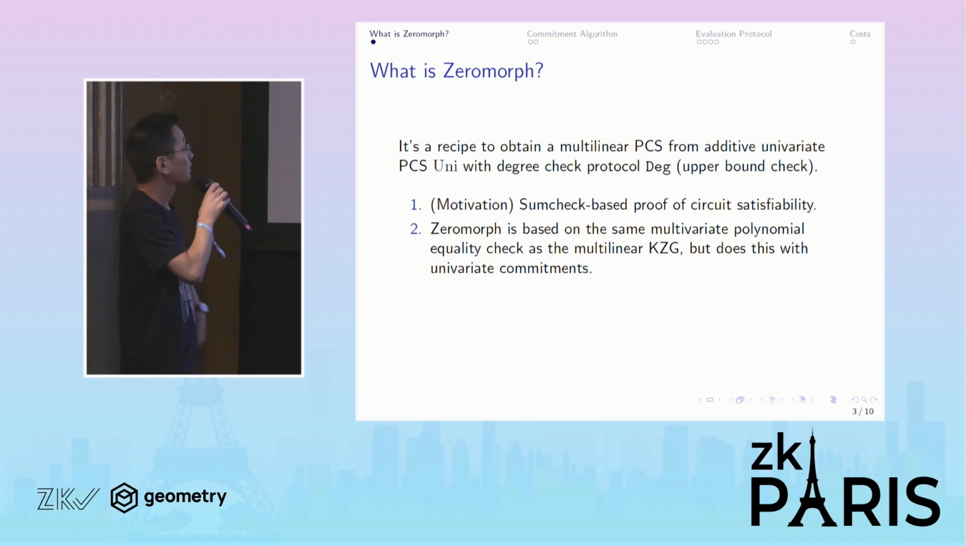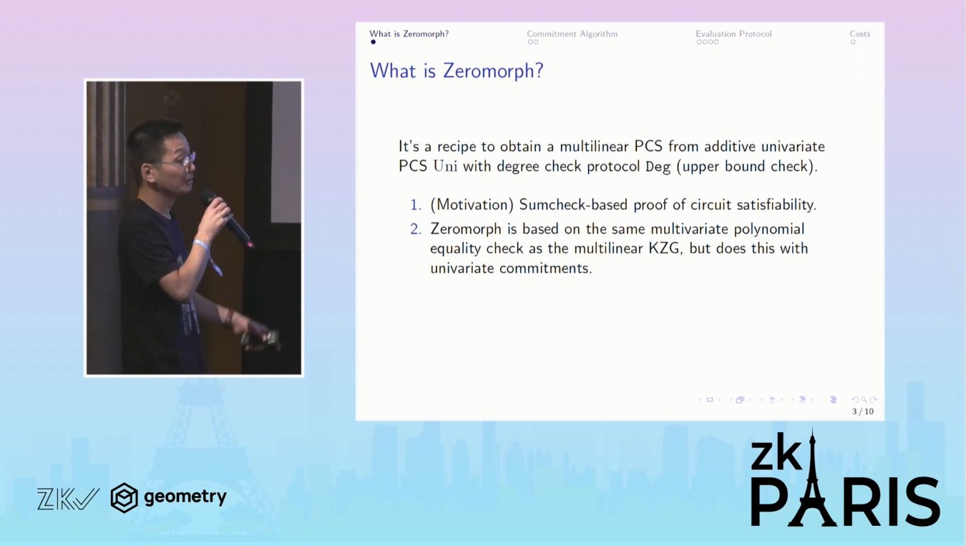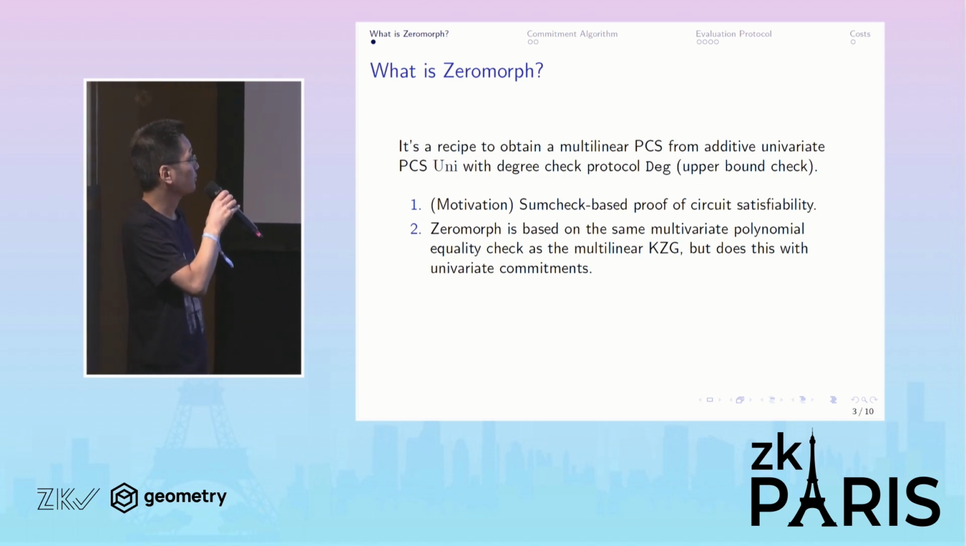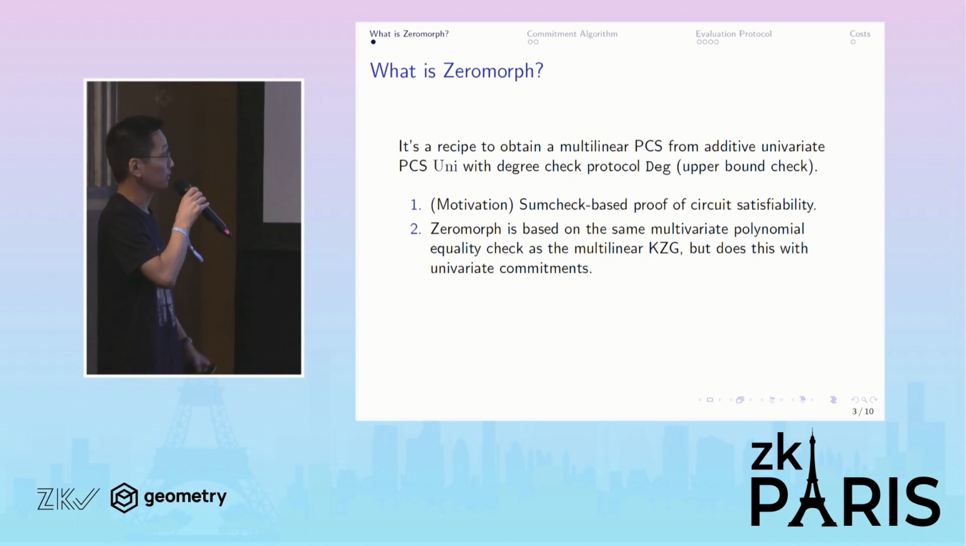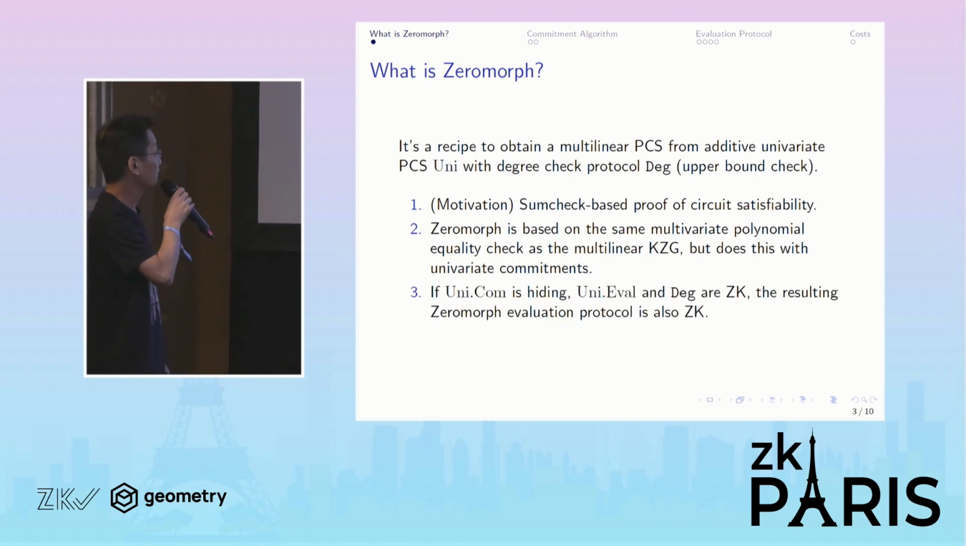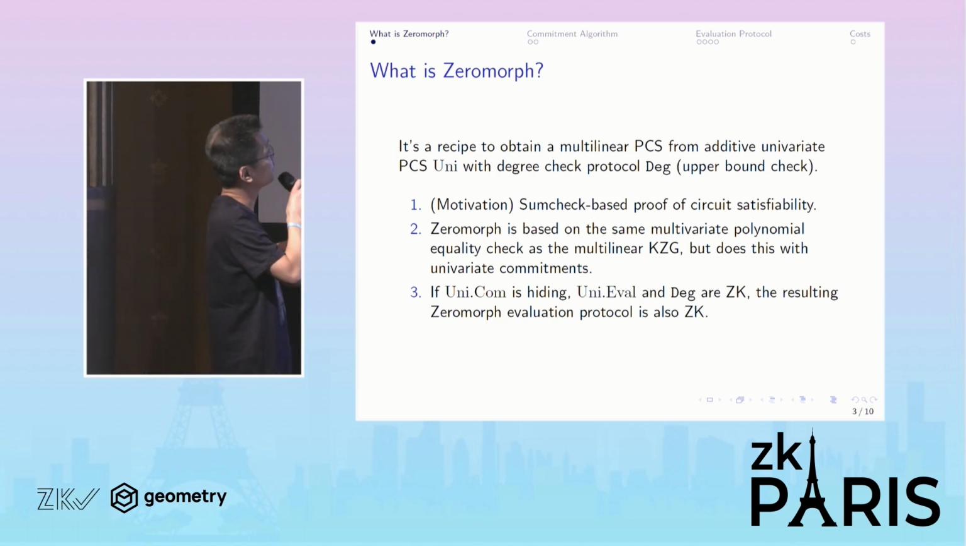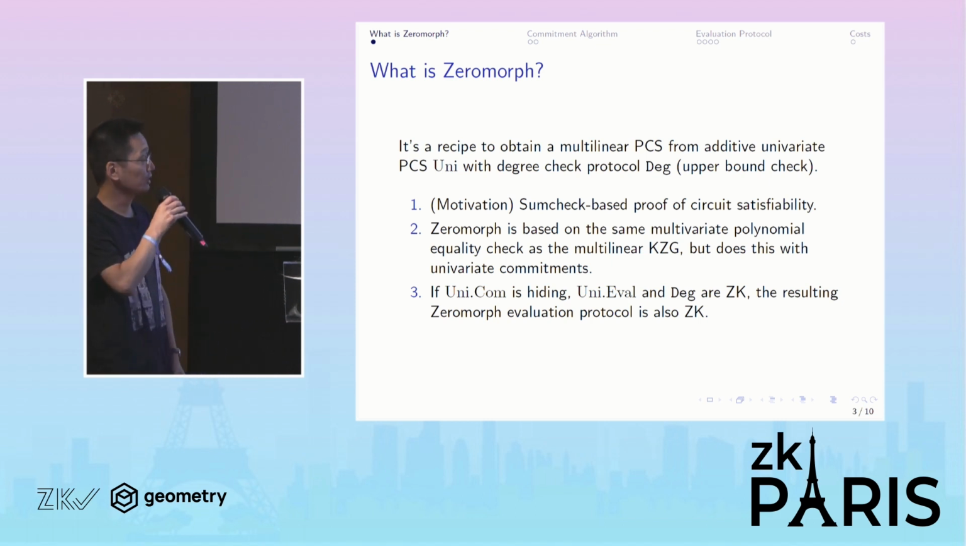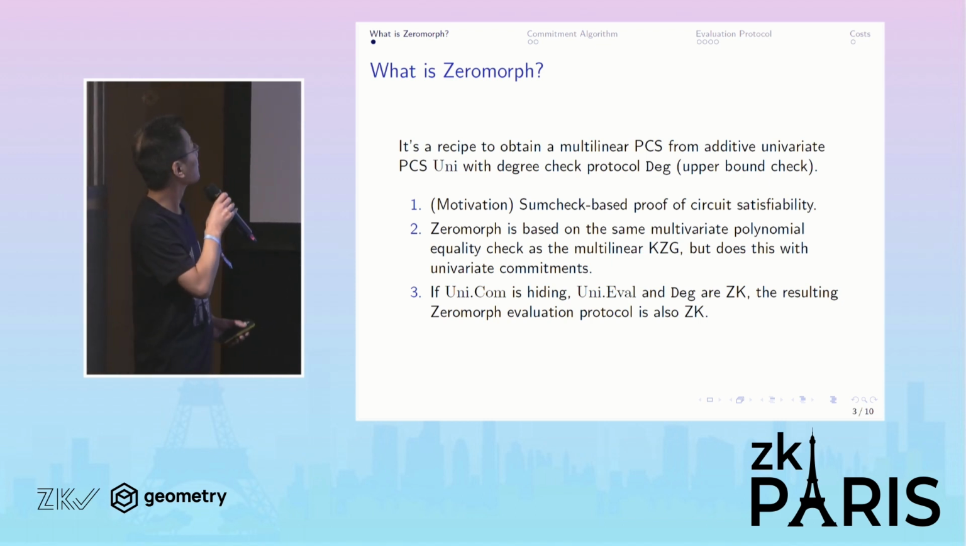Zeromorph is based on the same multivariate polynomial equality check as the multilinear KZG, but we do this with univariate commitments. If you follow the recipe, and if the underlying commitment scheme is hiding, the underlying evaluation protocol is ZK, and the degree check protocol is ZK, then the resulting Zeromorph evaluation is also zero knowledge.